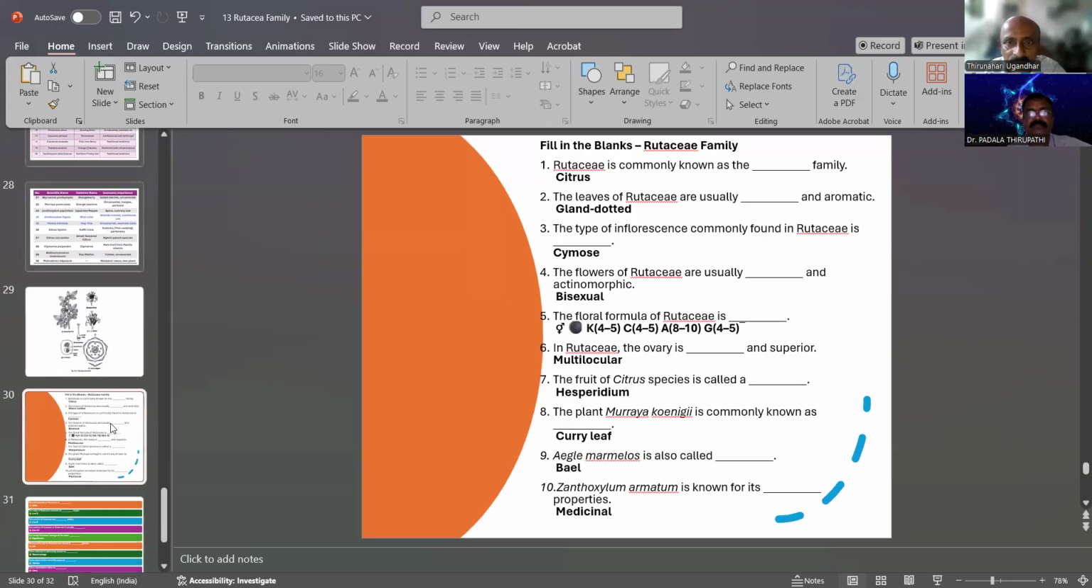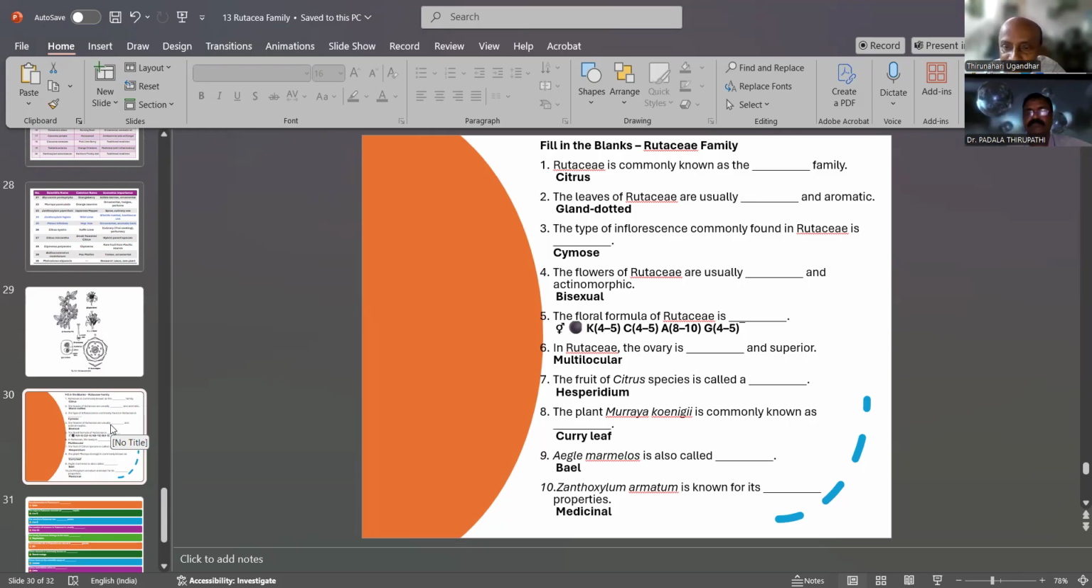So what is the importance of filling in the blanks? We have separated them. The Rutaceae is commonly known as the citrus family. The leaves of Rutaceae are usually gland-dotted. The type of inflorescence commonly found in Rutaceae is a cyme. The flowers of Rutaceae are usually bisexual and actinomorphic. The floral formula of Rutaceae is this one. In Rutaceae the ovary is multilocular and superior.